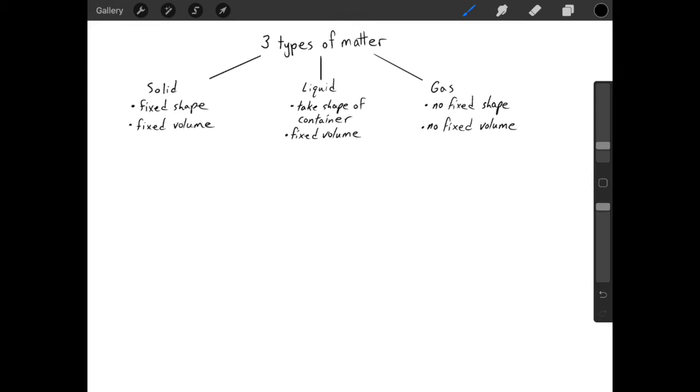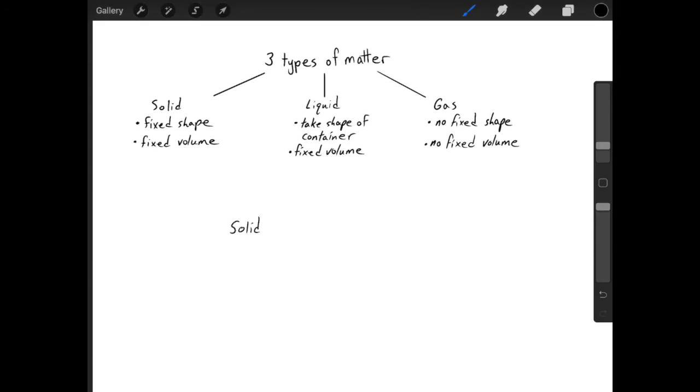It's also possible to move between the different states of matter. You can convert between solid, liquid, and gas. So imagine that we start with a solid. It's possible to convert a solid into a liquid, and then it's possible to take that liquid and convert it into a gas.